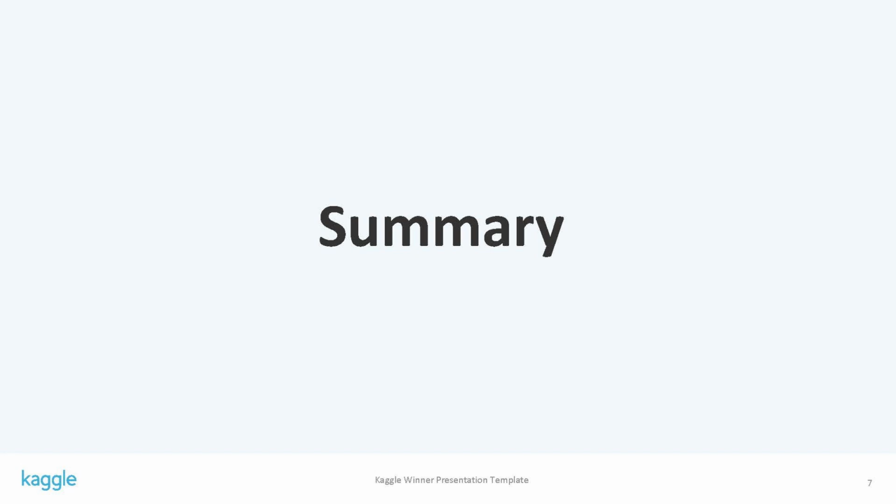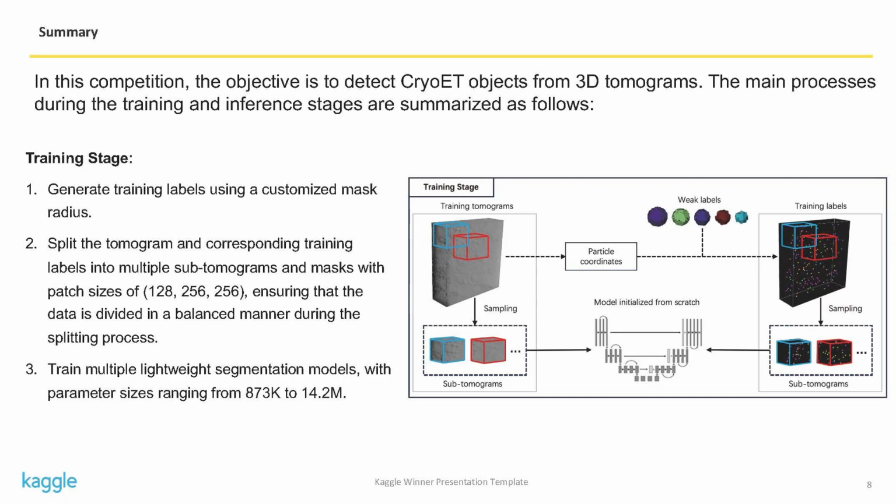Let's now look at the summary of our approach. In this competition, the objective was to detect CryoET objects from 3D tomograms. During the training stage, we generated training labels using a customized mask radius, split the tomograms into subtomograms, and trained multiple lightweight segmentation models with parameter sizes ranging from 873,000 to 14,200,000.